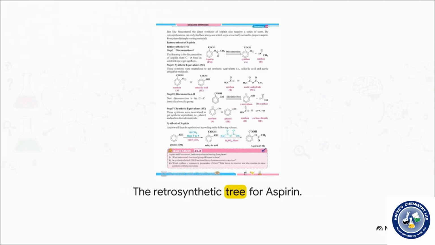Now let's try applying this exact same logic to aspirin, a completely different chemical structure. If we trace its retrosynthetic tree, disconnecting the ester linkage to get salicylic acid, and then disconnecting the carbon-carbon bond of the carboxylic group, well, we find something pretty amazing. The synthetic equivalents point us right back to phenol again. Think about that. Two entirely different medicines, perfectly reverse engineered down to the exact same simple starting block.